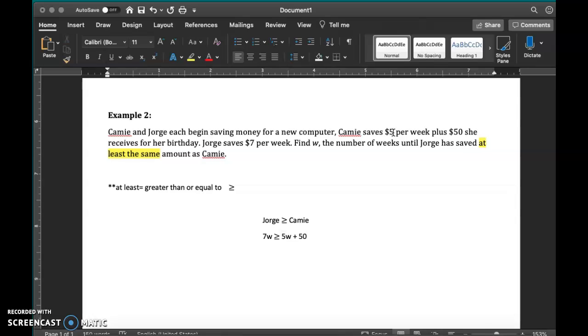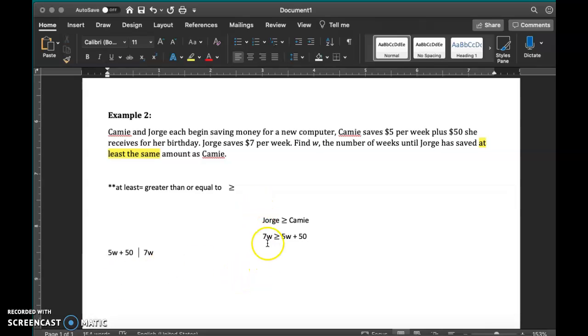Some students get a little confused. What if I don't see that exact thing as an answer choice? What if I see this stuff here, the 5W plus 50? What if I see Cami's information on the left, and then I see Jorge's information on the right? What inequality symbol should be there so that it's the same as this statement?